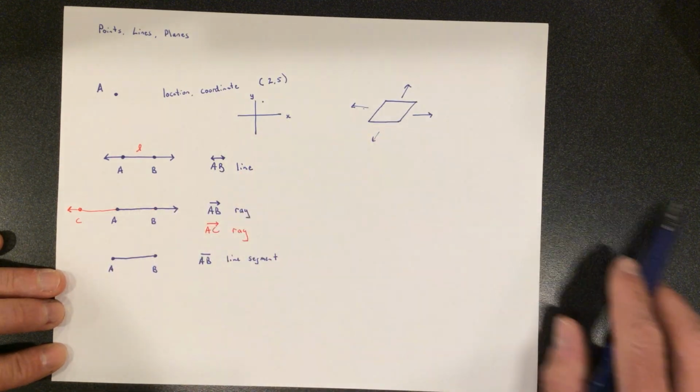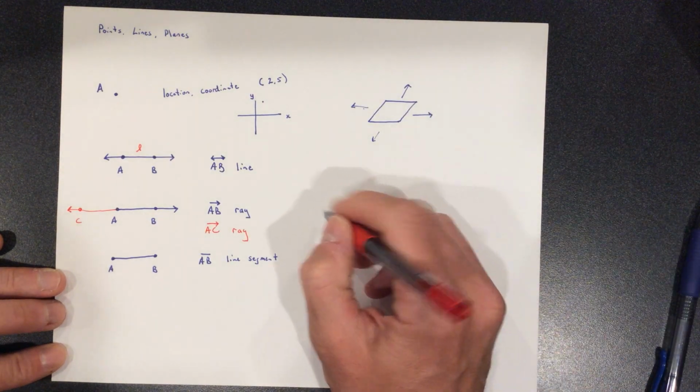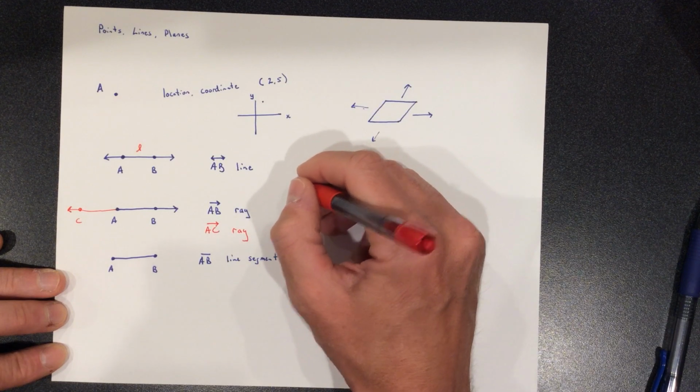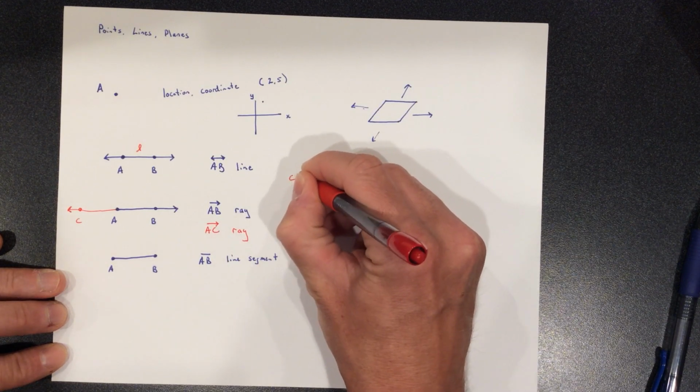All right, let's connect these two and add a couple vocab words. One of these things we're going to call is collinear and coplanar. Collinear.